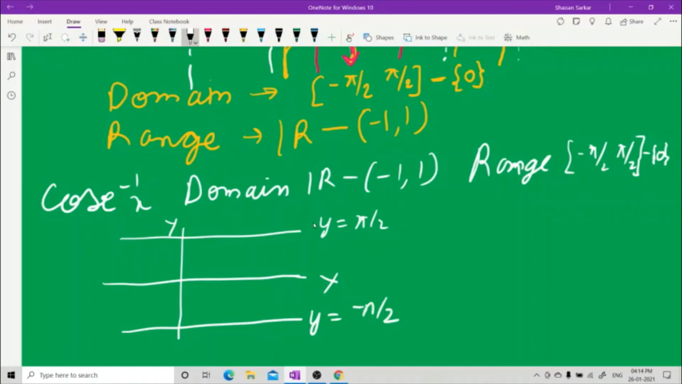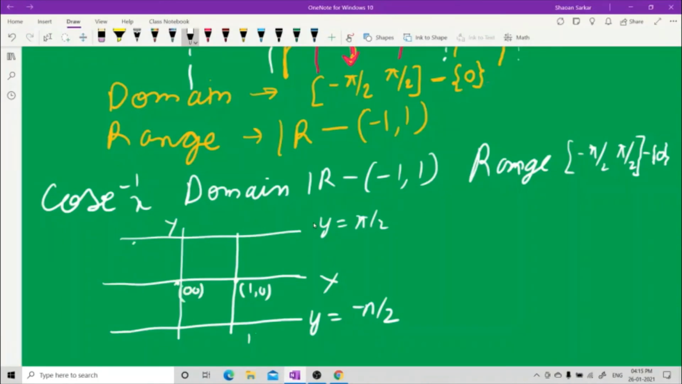Now the thing is this. See, this interval. This is my plus 1 line, this is my plus 1. This point is 1 comma 0. Well, sorry, not 1 comma 0. If I draw here, this is my 0 0.